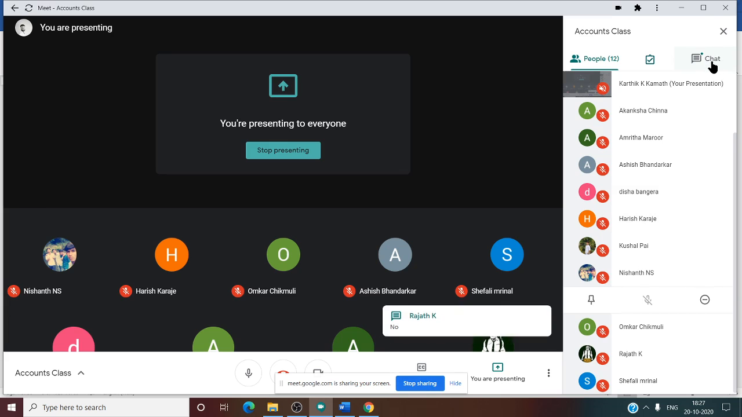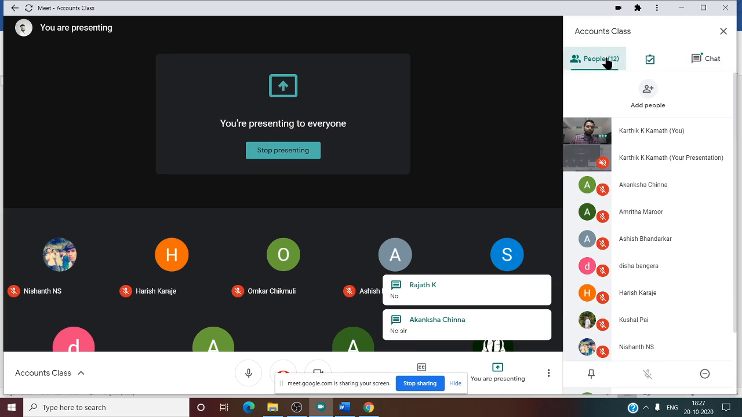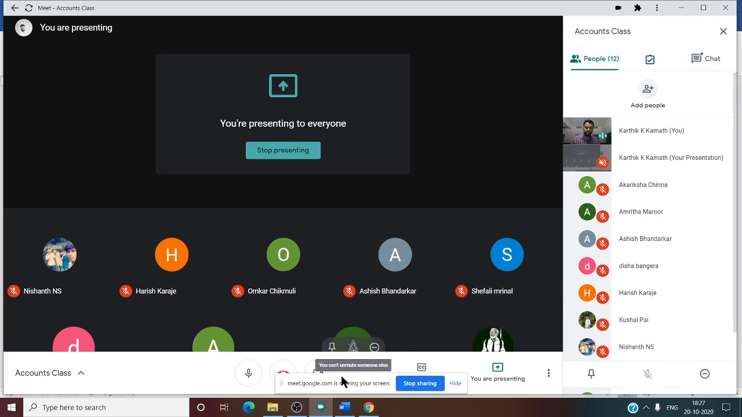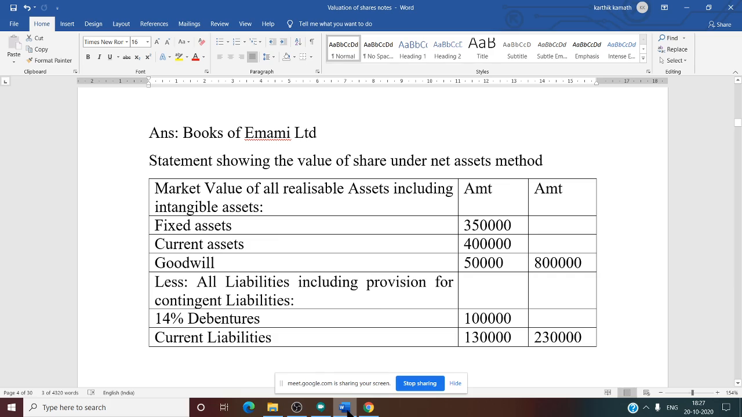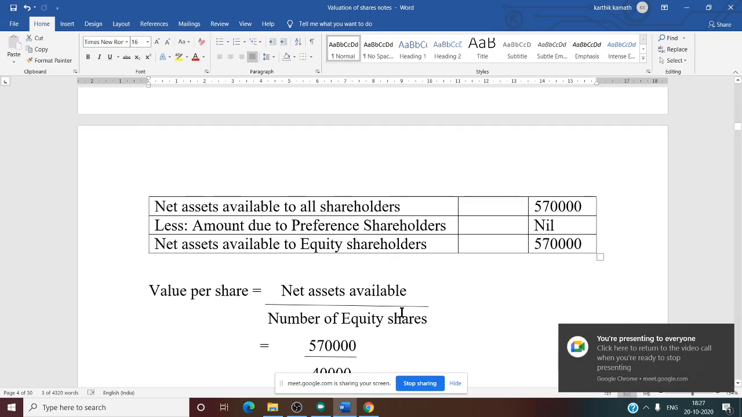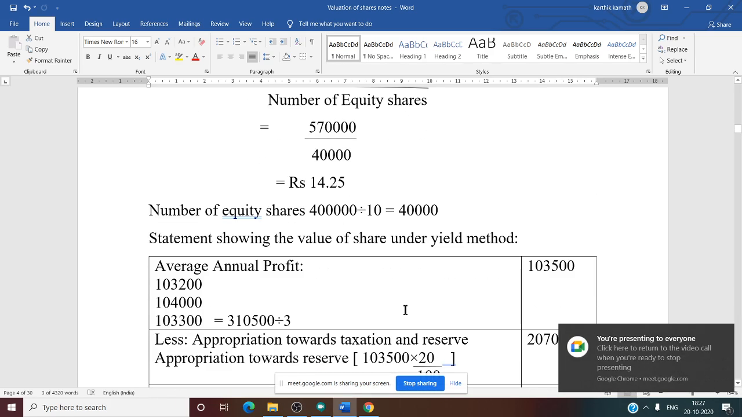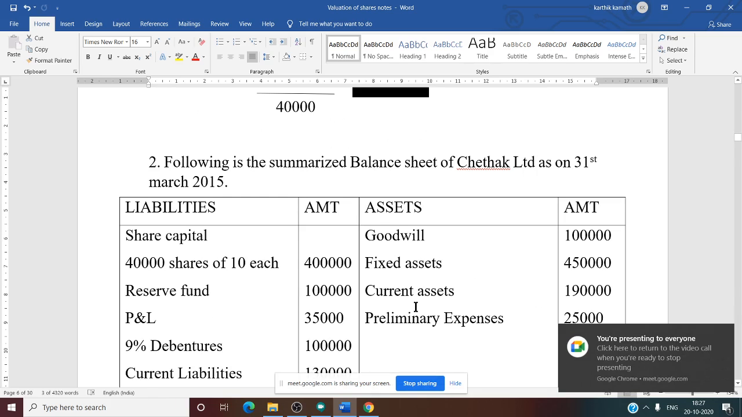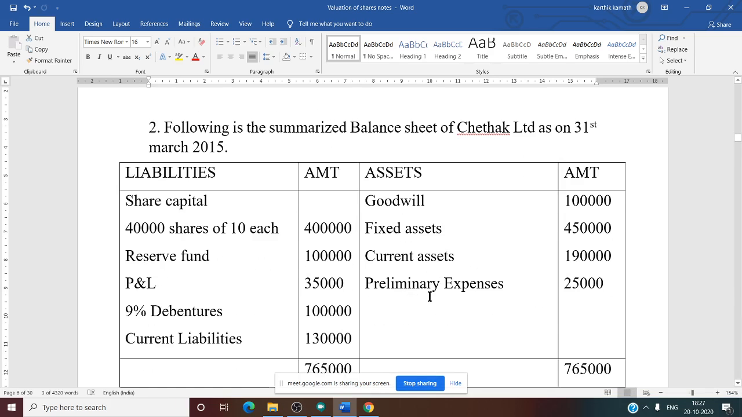Yes. So very simple. Now the second problem, a similar type of problem, we need to discuss now. Problem number 2, Chetak Limited. A similar pattern problem is given. The following is the summarized balance sheet of Chetak Limited.